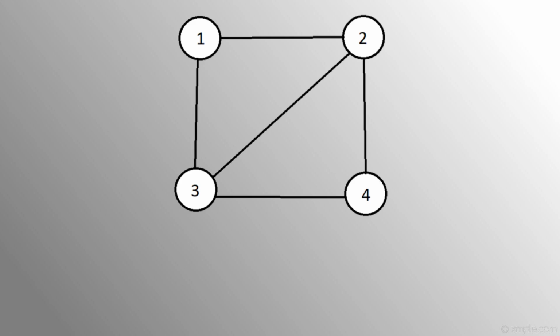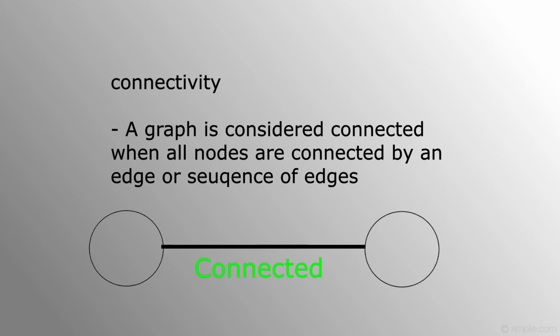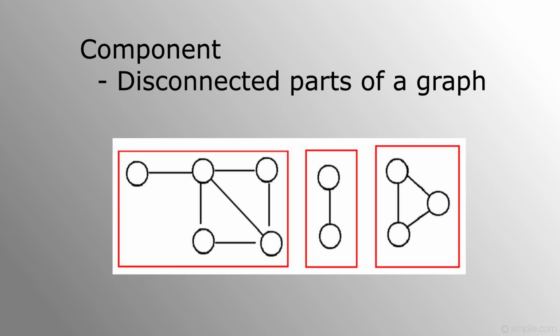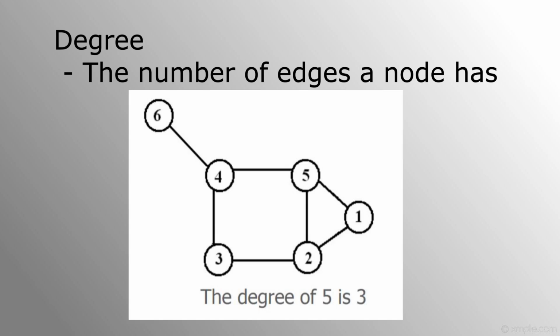A graph can be denoted like this, where V is a set of all nodes while E is the set of all edges. A graph is said to be connected when all nodes are connected by an edge or a sequence of edges. A component is a disconnected part of a graph. A degree is the number of edges a node has. In this example, the node 5 has a degree of 3.